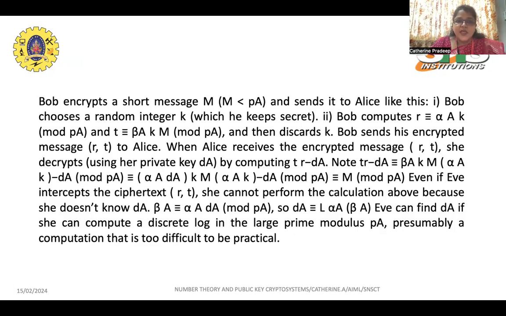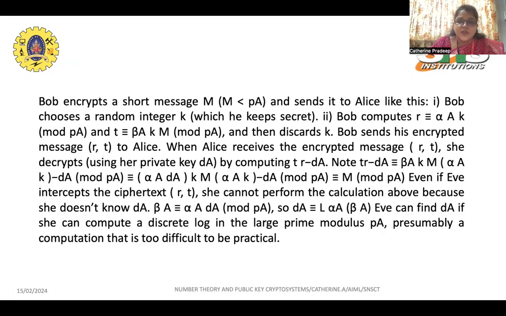Bob chooses a random integer K which he keeps secret. Now Bob computes R equal to alpha A to the power K mod PA, and T equal to beta A to the power K times M mod PA, and then discards K. Bob sends his encrypted message R, T to Alice.